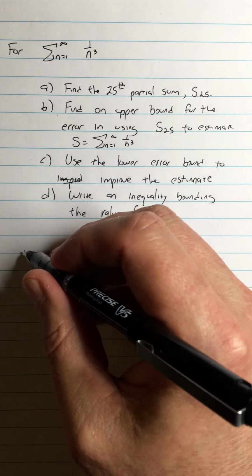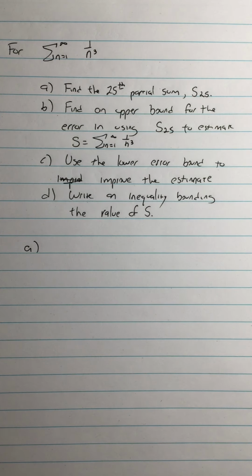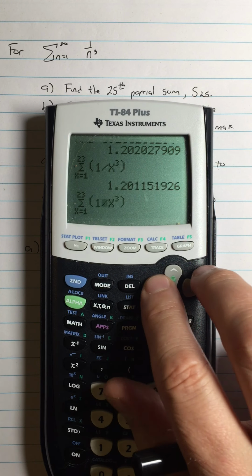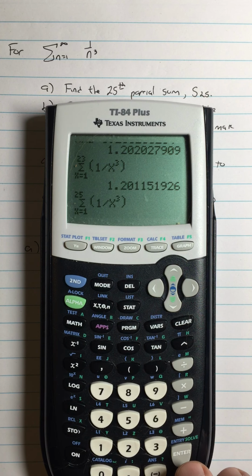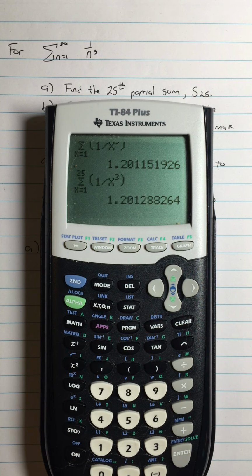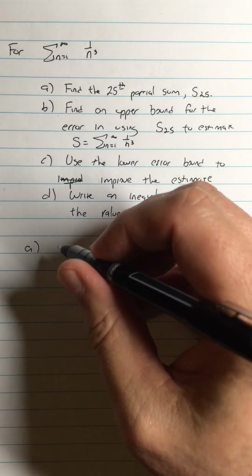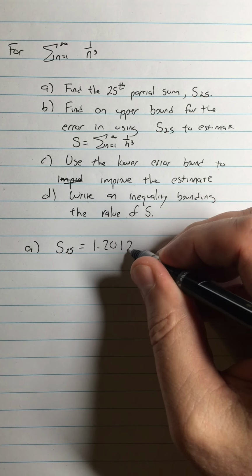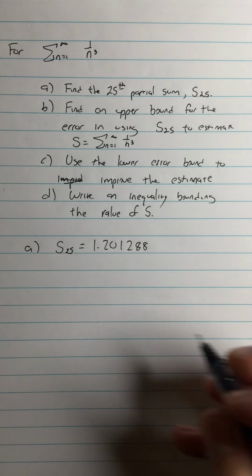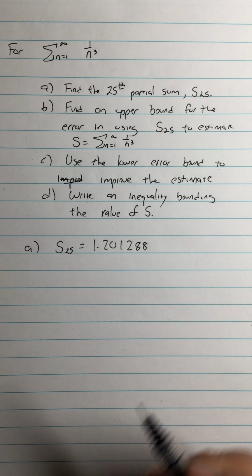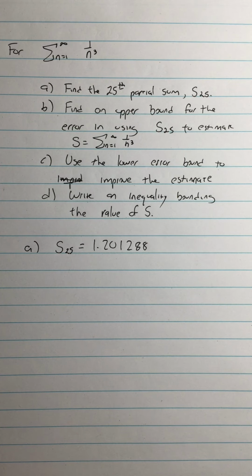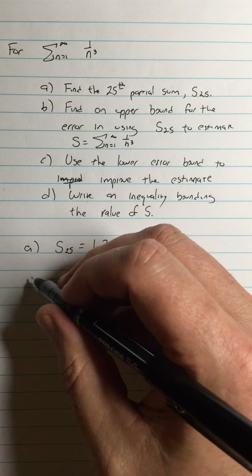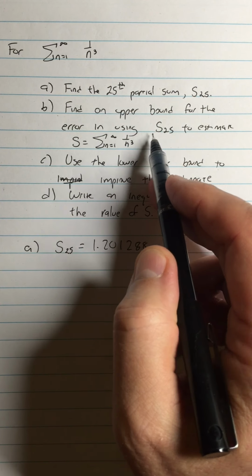All right, so first of all, what is the 25th partial sum? Well, let's see. I've got it in here, and I can just copy here and change my 23 that I was using for the last problem and just make it a 25. And I've got 1.201288. All right, so that's all I have to say for that. S sub 25 equals 1.201288. I really should say approximately equal to because I've rounded it off, but it's pretty easy to get excessively neurotic about using the approximately equal to, a problem which I'm probably guilty of on numerous occasions. All right, now we're going to find an upper bound for the error.